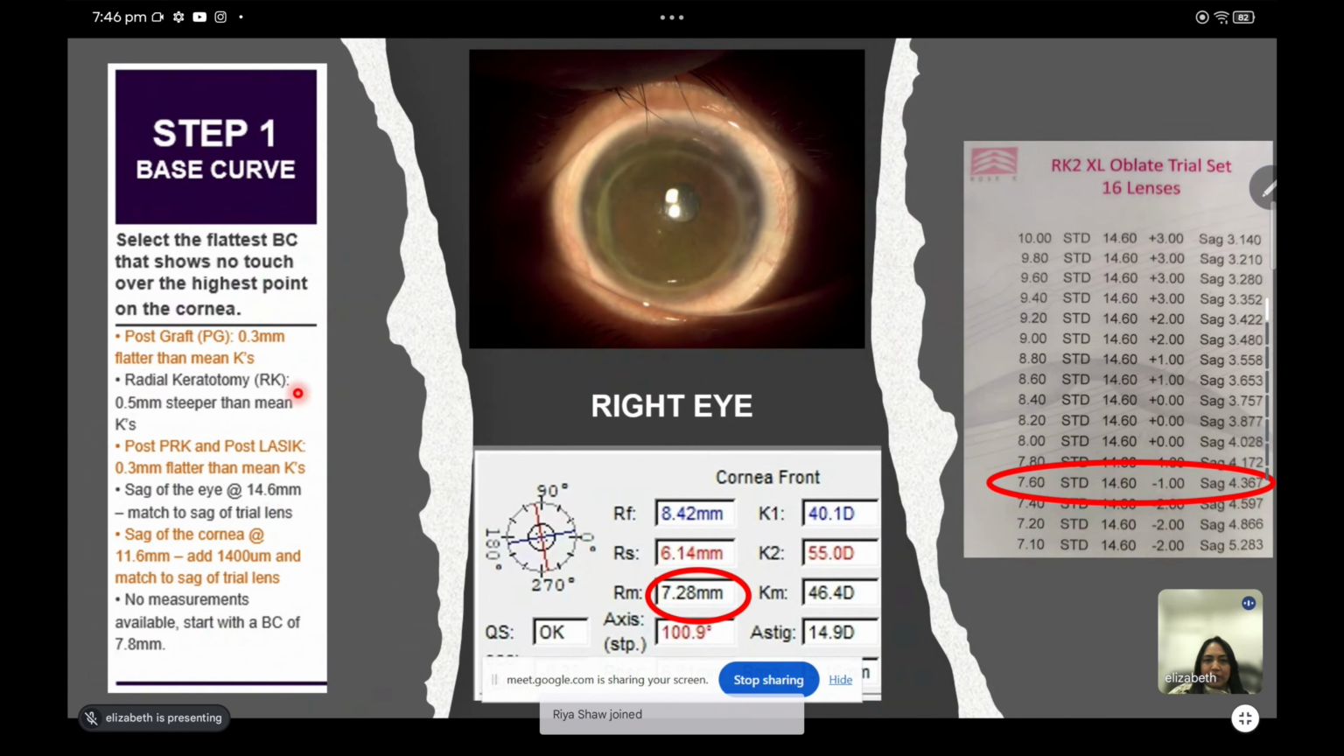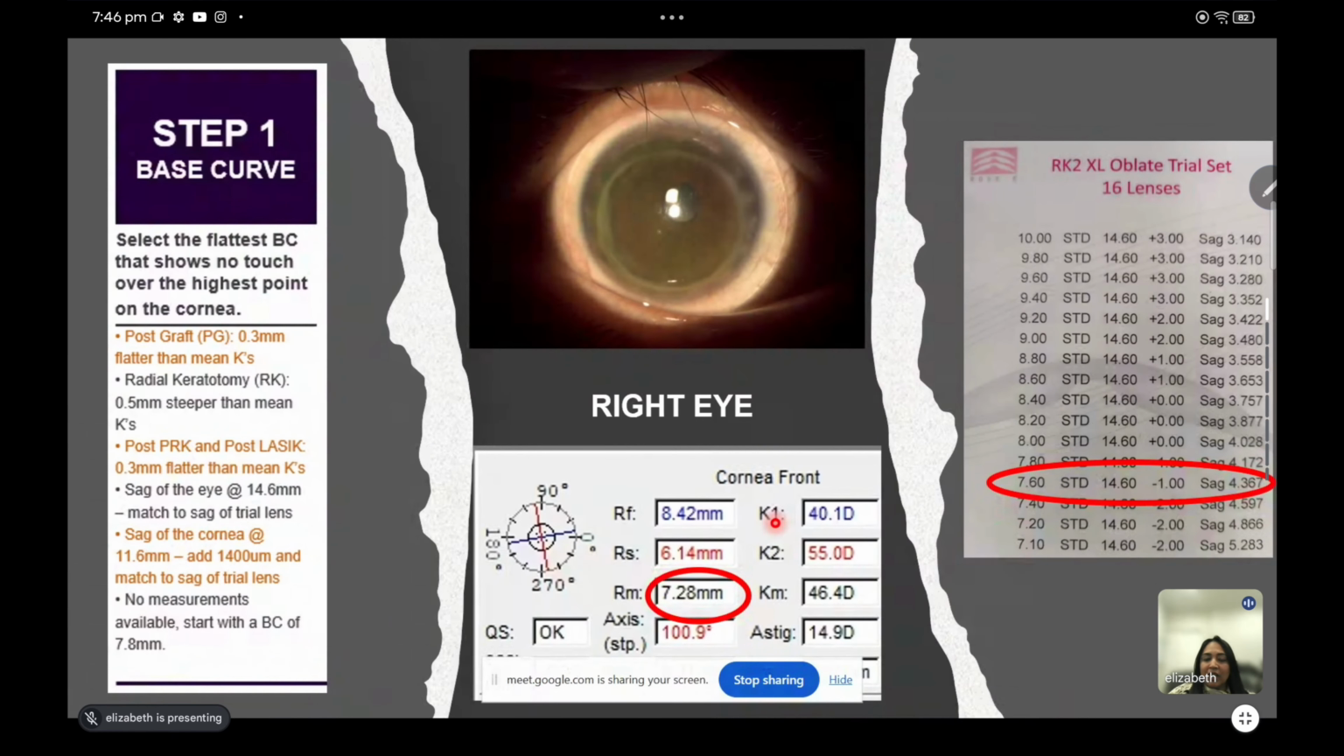So with this particular patient, this is a post-graft. So we're going to follow the rule that says 0.3 millimeters flatter than the mean K. So we go to our topographies. Just bear in mind as well, when you're fitting specialty lenses, you don't need to have fancy equipment like the Pentacam or a keratograph.